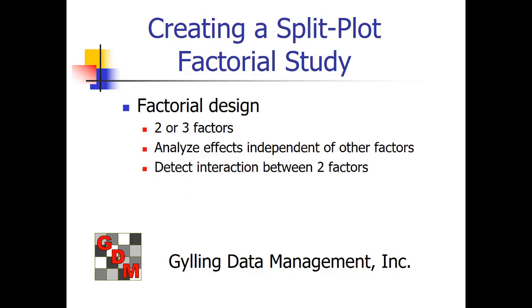A factorial arrangement of treatments is used to study effects over a range of 2 or 3 factors. The factorial analysis of variance gives more information about the effects of one factor independent of the other factors than the standard RCB design, as well as detect whether 2 factors interact.